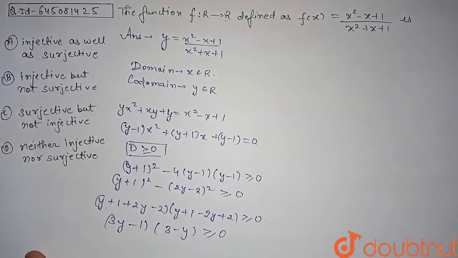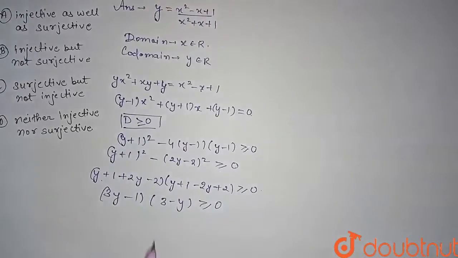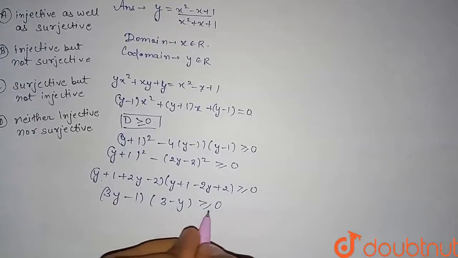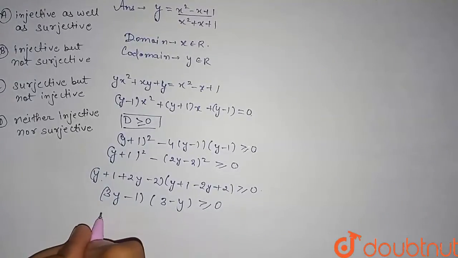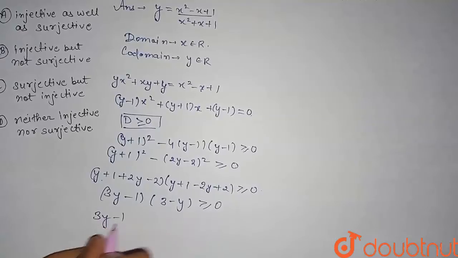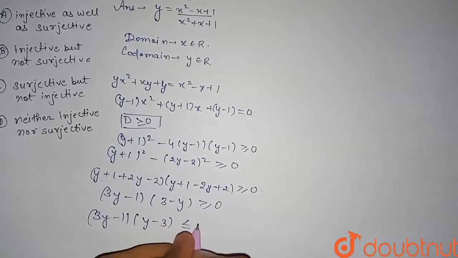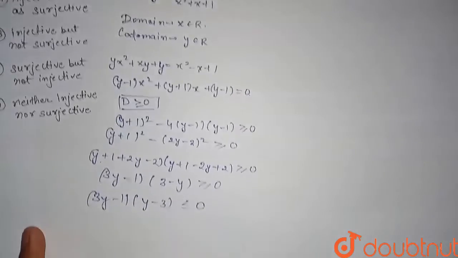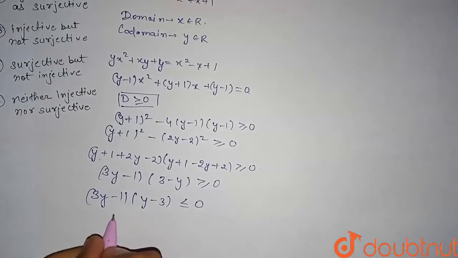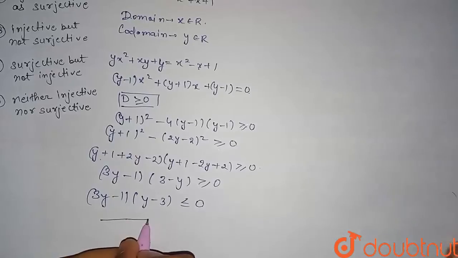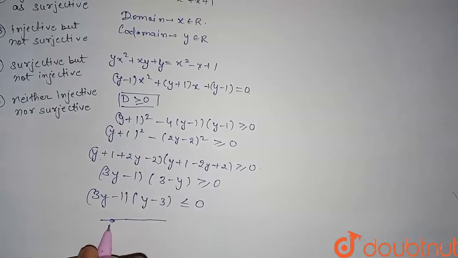So if we change the sign here, 3 - y will be written as y - 3 by changing the inequality. So that will be (3y - 1)(y - 3), and that will be less than or equal to 0. So here we will solve this inequality. The critical points for this inequality are y = 1/3 and y = 3.